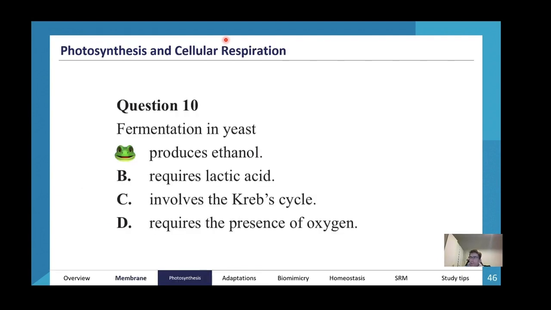Now, I'm going to cover some other stuff which I didn't mention. So, let's do that. Now what I will try and do is put side to side photosynthesis and cell respiration so you can see the connection between the two.